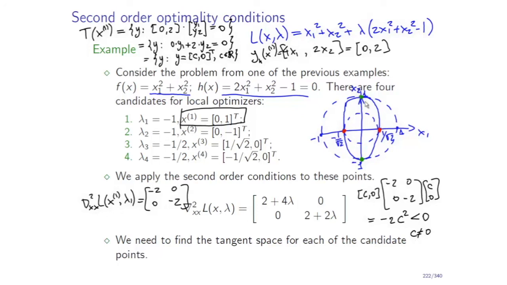So this was for the first point. For the second point, again, because lambda is the same, the Hessian of the Lagrangian will be the same, right? The tangent space will also be the same, in fact. Therefore, we also conclude that this point is also a strict local maximizer.